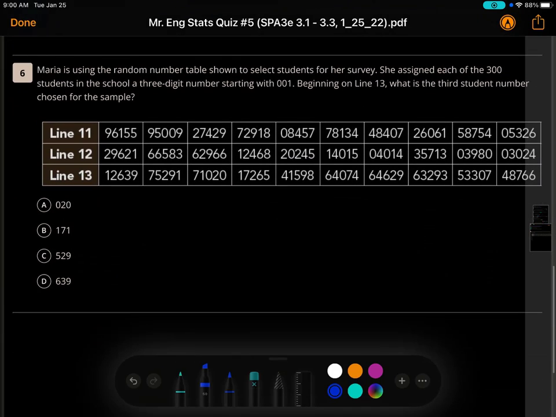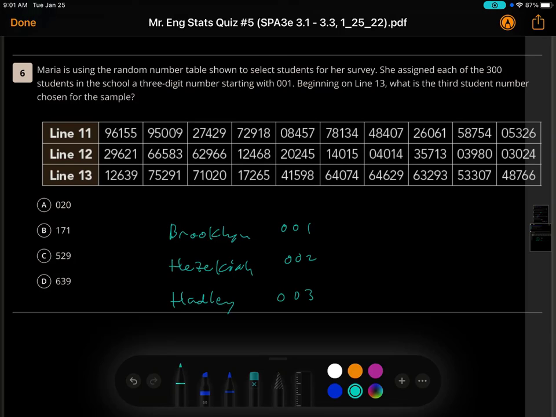Okay, last one here, number 6. Maria is using the random number table shown to select students for her survey. She assigned each of the 300 students in the school a 3-digit number starting with 001. So if I have my kids here, Brooklyn, she's number 1 on my list because she was my firstborn, then Hezekiah, and then Hallie's the third one. So 001, notice how it's 3 digits, 002, 003, and so on and so on.